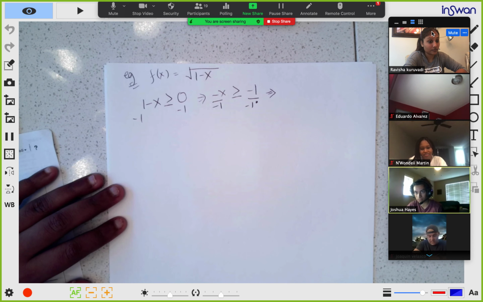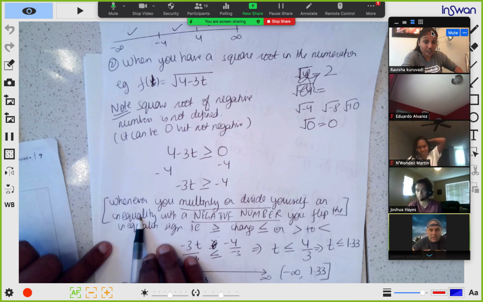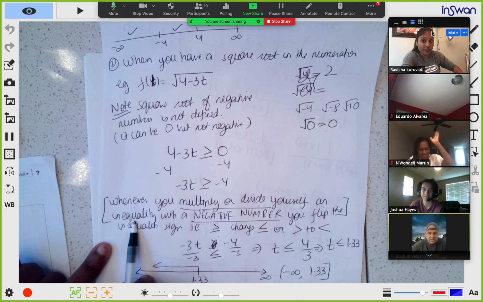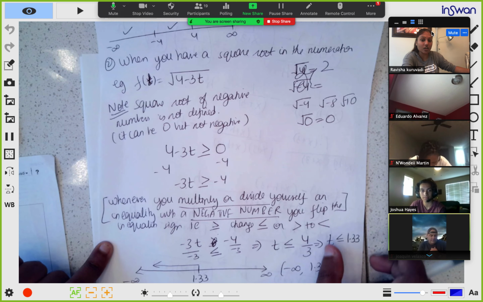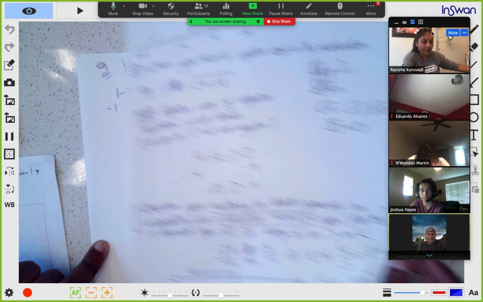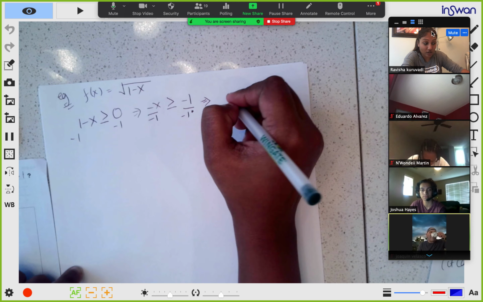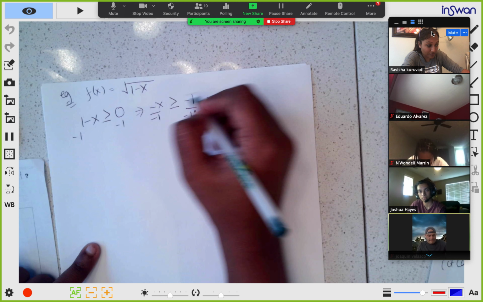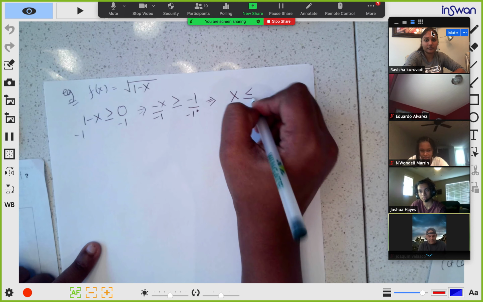But what else? Remember, I told you this here. You've got to flip the sign. Don't forget this. In an inequality, when you're dividing or multiplying with a negative number, you have to flip the sign. So it becomes x, you have to flip this sign now. It becomes less than or equal to 1. Oh, okay.